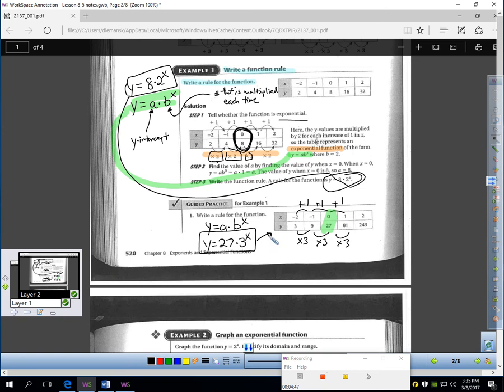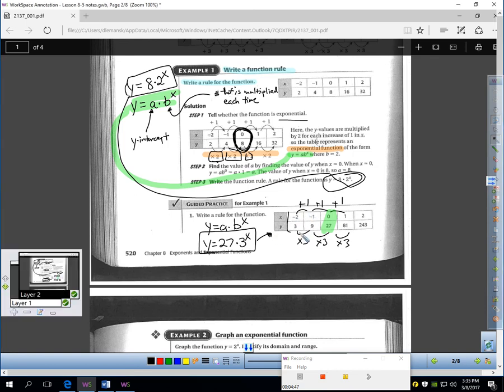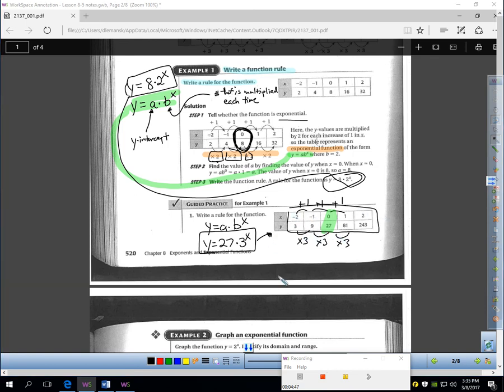Now, you might want to pause the video, type that equation in your calculator, make a table, and just double check, is it what you have here? And it will be.